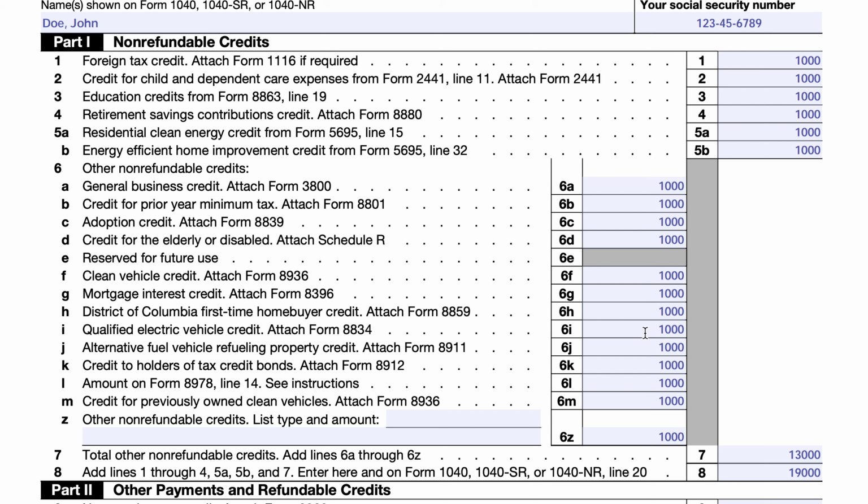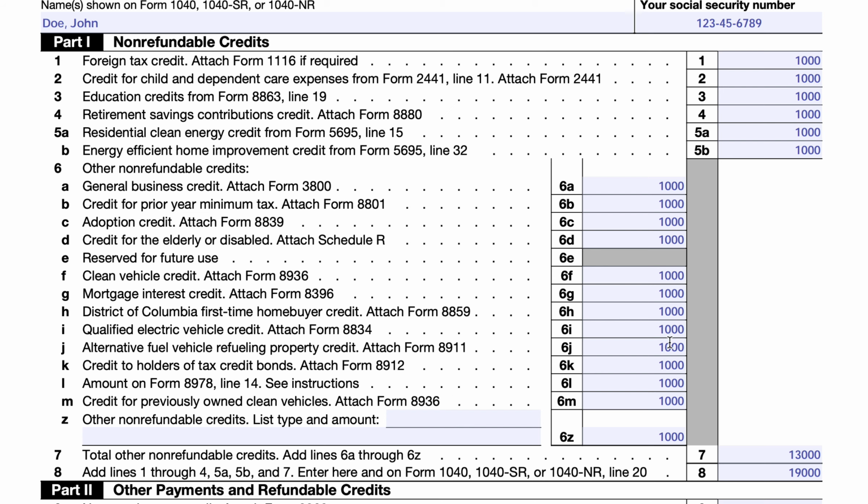And again, unless it's carried forward to another year. The IRS Form 8834, that's the qualified electric vehicle credit, and that would go on line 6I. So you can't claim this credit for a vehicle placed into service after 2006. You would only claim it if you have an electric vehicle passive activity credit carried forward. But you would calculate that on IRS Form 8834 and enter that amount here.